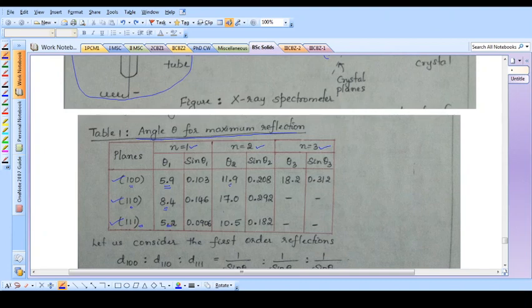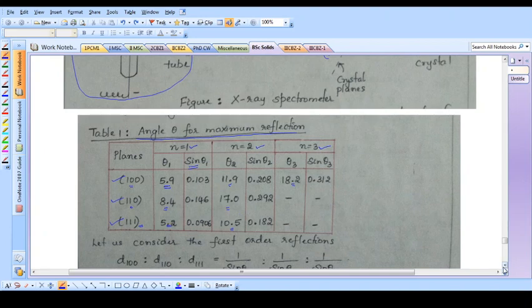Similarly, 11.9, 17.0, 10.5 corresponds to second order reflection from 100, 110 and 111 plane. 18.2 degree corresponds to third order reflection from 100 plane. However, the third order reflection from 110 and 111 planes are very weak and they are almost not detected. And also simultaneously the calculated values of sine theta is given in the next column. So sine 5.9 is 0.103. Similarly, sine 8.4, sine 5.2, all the sine theta values are calculated.